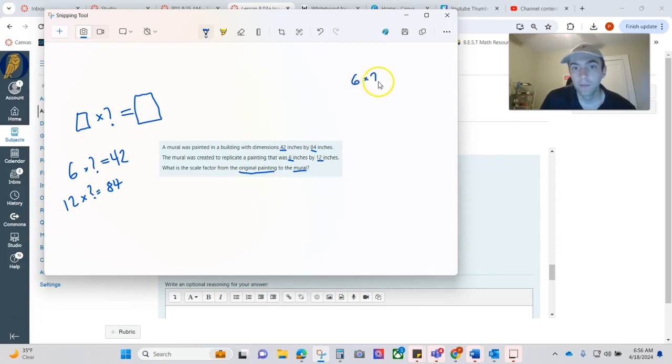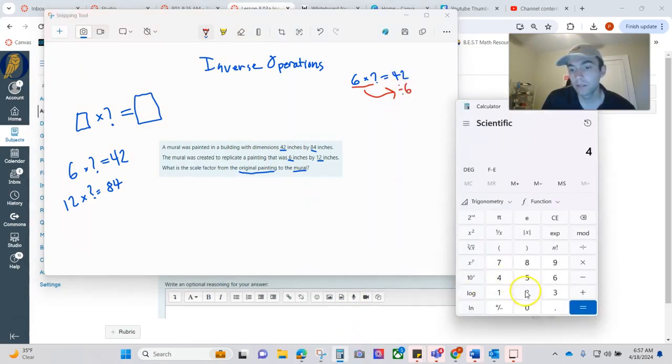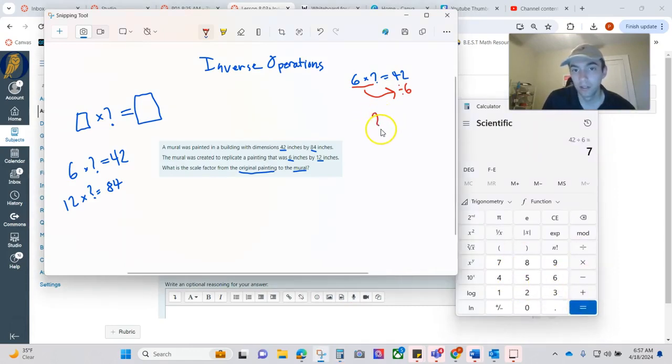6 times what is 42? I can't think that in my head. So let's try and use the inverse operation strategy. Instead of timesing by 6 on the left side, let's move that over to the right side and do the opposite math. Divide by 6. 42 divided by 6 should give me my scale factor, 7.